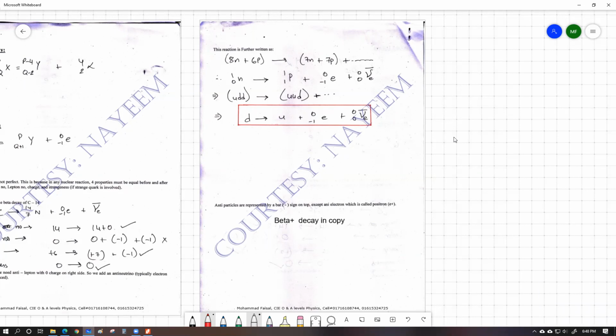Protons and neutrons are the most common examples of baryons.